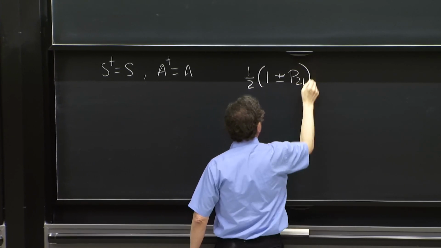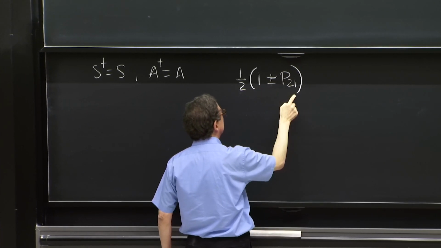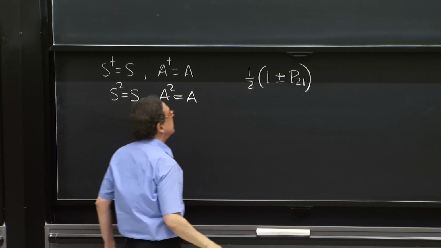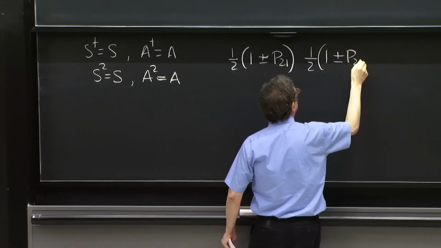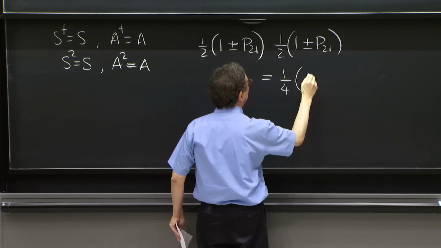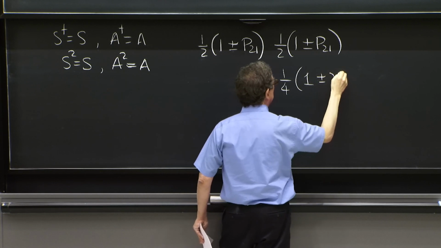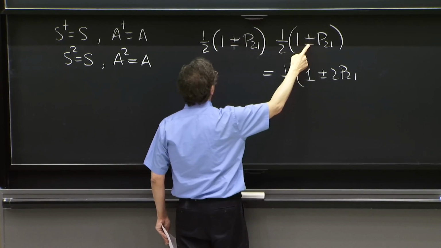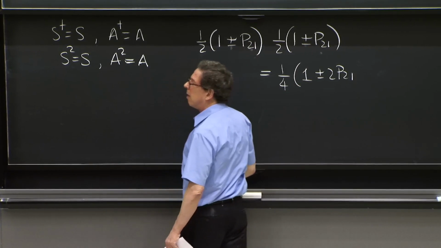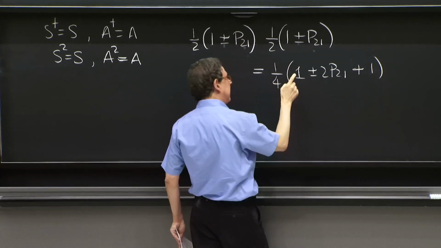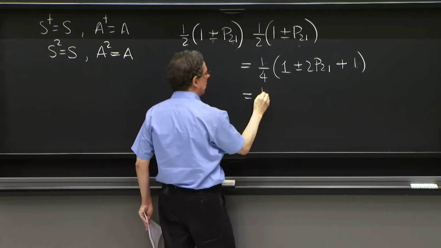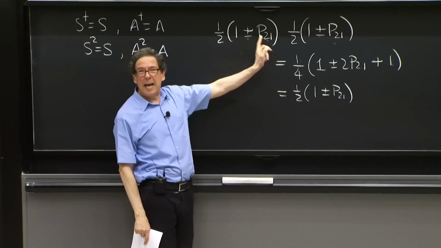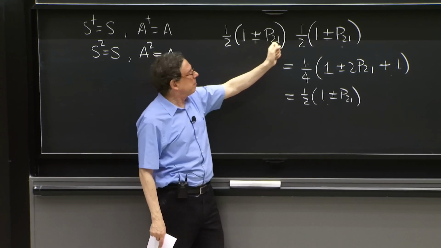So we can do the two of them simultaneously. This is with the plus sign, that's S. With the minus sign, it's A. So we need to show that S squared is equal to S and A squared is equal to A. So here we have both cases. The product is 1/4, then plus minus 2 P21, and then the product of these operators with themselves. Plus minus and plus minus always gives you a plus. And P21 times P21, we showed that that's equal to 1. So happily, this 1 and 1 give a 2. There's another 2 that divides here. This is 1/2 (1 plus minus P21). So that's what we wanted to show. With the top sign, S times S is equal to S. With the bottom sign, A times A is equal to A.